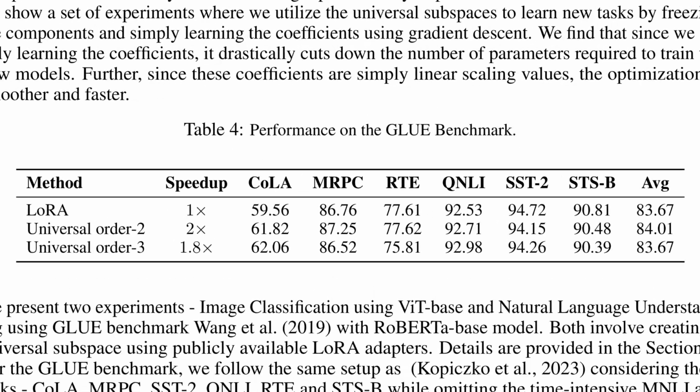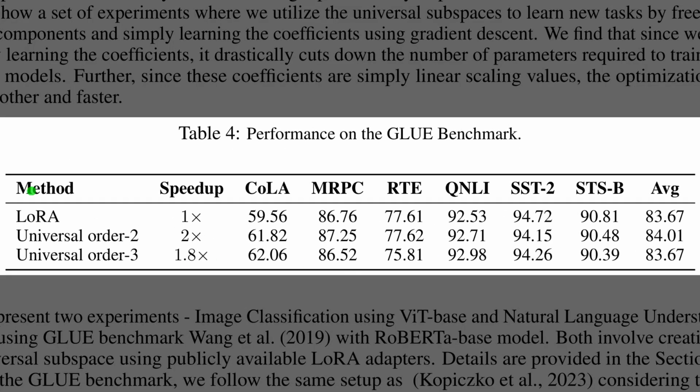So while the previous figure highlighted universal spectra across architectures, Table 4 turns to downstream language performance on the GLUE benchmark. The table compares a standard LoRa baseline with two universal subspace variants, called Order 2 and Order 3. Across tasks like COLA, MRPC, and QNLI, the scores stay almost identical, with average accuracy around 84%. The key difference is that the universal methods achieve this while offering roughly 2 times speedup, because they learn only compact coefficient sets instead of full adapters.